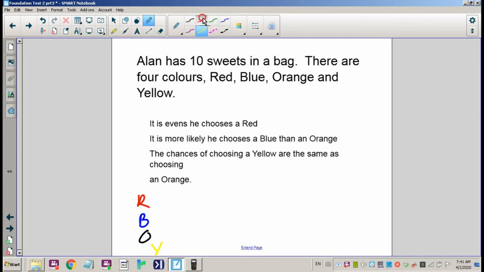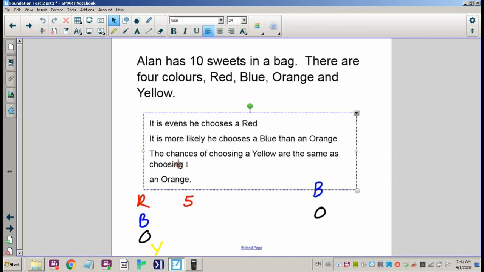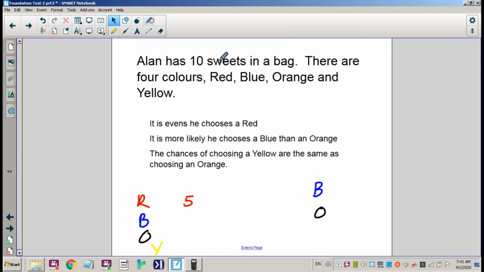Immediately we can say that means half the sweets are red. So there's only 5 more sweets left in the bag. If it's evens, there's the same chance of choosing it as there is not choosing it. So it's half however many things you have. It's very precise, the word evens. It is more likely he chooses a blue than an orange. So there's going to be more blue sweets than orange. And finally, the chances of choosing a yellow are the same as choosing an orange. Let's just get rid of that. It's a slight typo. That means the number of sweets that are orange must be the same as yellow.